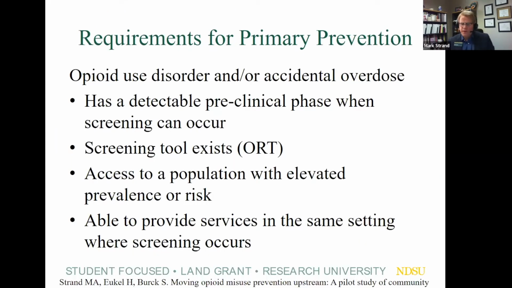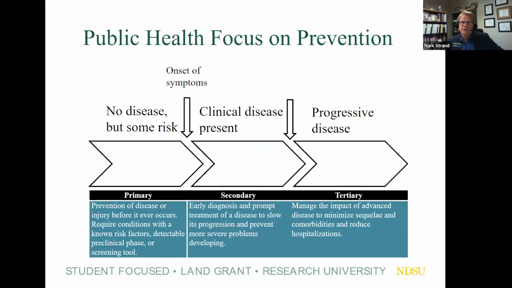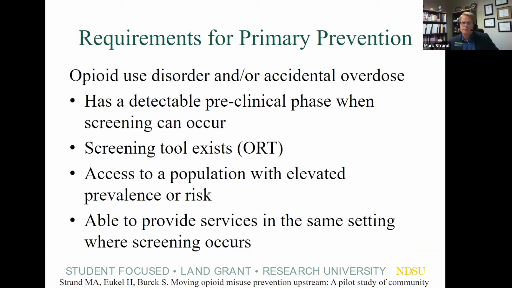So as we think about the possibilities, I've tried to make a case that primary prevention is an opportunity with opioid use disorder because of the nature of the chronicity of the disease and the opportunity to identify individuals at elevated risk by use of the opioid risk tool. These are some of the requirements that we felt like our proposal met. So for an opioid use disorder or an accidental overdose situation, there has to be a detectable preclinical phase when we can screen. That is, there has to be something about the patient that can be identified prior to them having opioid use disorder clinical symptoms. And we believe that the screening tool, the opioid risk tool, is ideal for that purpose.